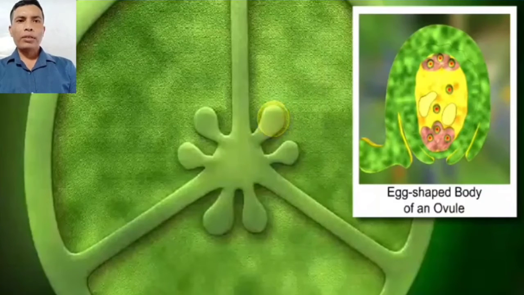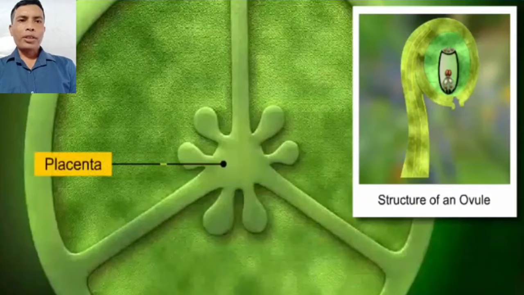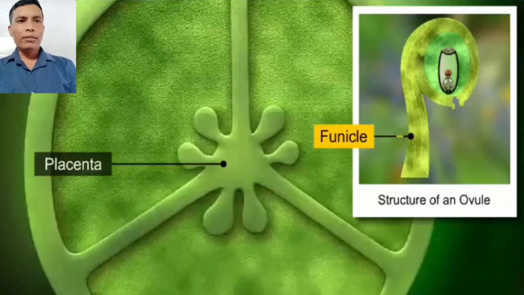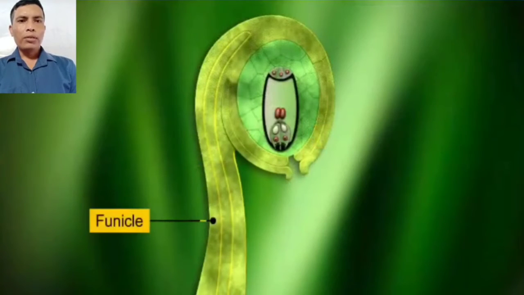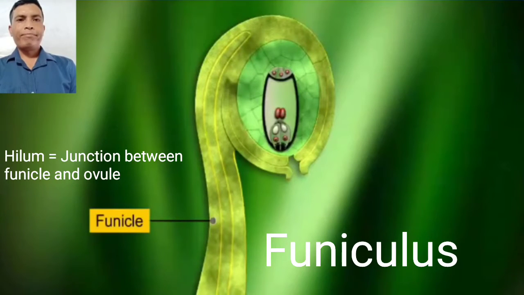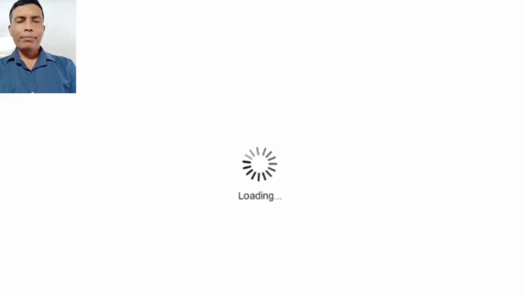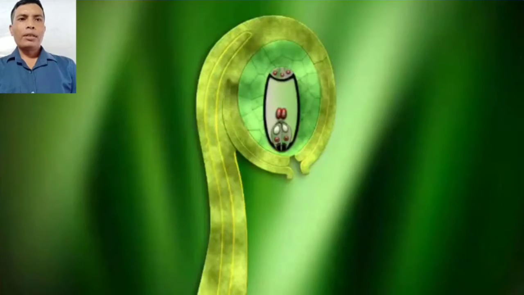Ovules are attached to the placenta through a stalk-like structure called the funicle. This is the funicle. It is also known as the funiculus. The junction between the funicle and the ovule is called the hilum. This is the structure of an ovule.